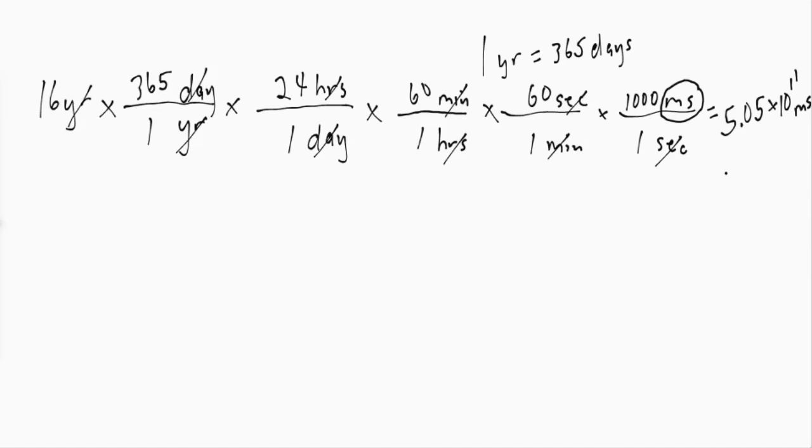I did say it was two significant figures, so this is going to round to 5.1 times 10 to the 11th milliseconds. Okay. Now, write down the steps so you can keep these in your notes and you can know how to do this in the future, and you'll get good at it, you'll memorize it, and everything will be great.